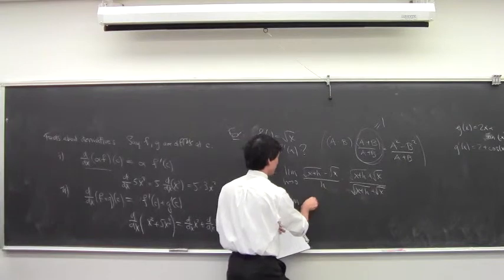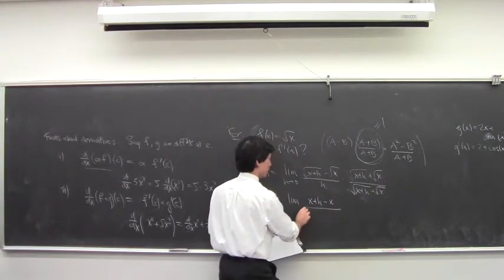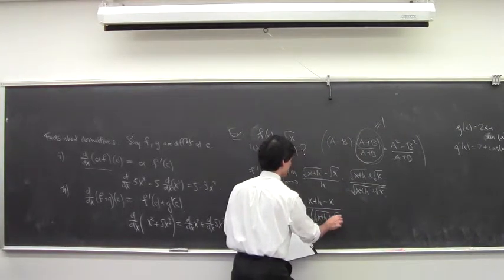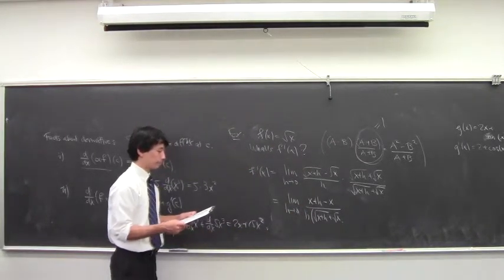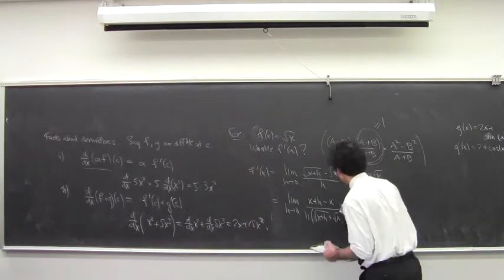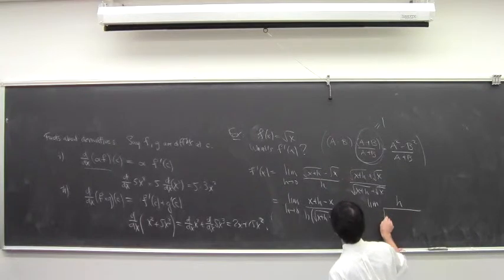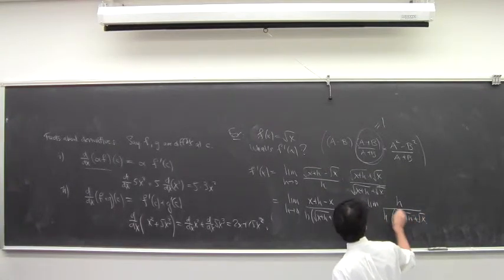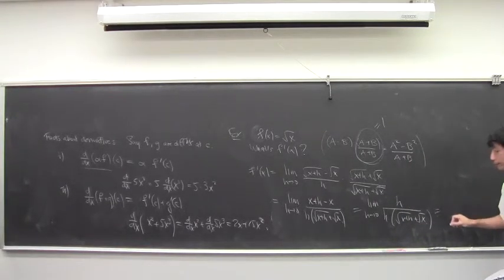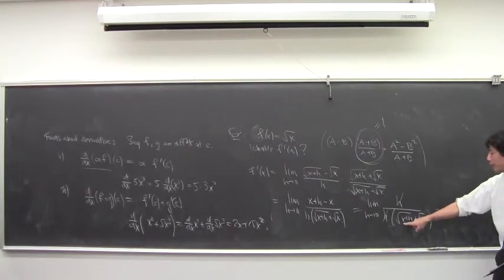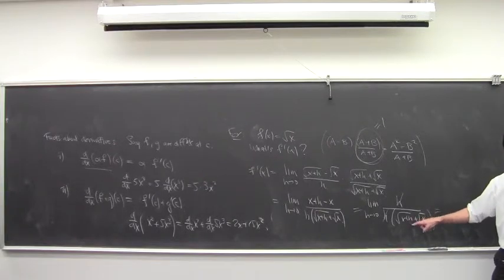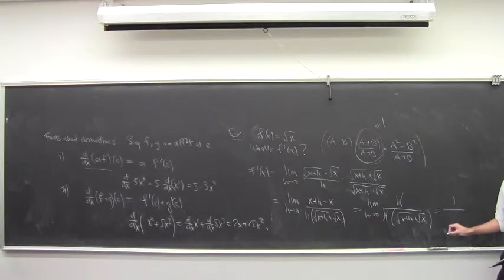So we get the limit of this thing squared minus this thing squared over h times the square root of x plus h plus root x, as h goes to 0. You end up with the limit of h over h times the square root of x plus h plus root x as h goes to 0. And you see what happens? The h's cancel off, and you get 1 over the square root of x plus h plus the square root of x as h goes to 0. So you get 1 over 2 root x, which is the same thing as 1/2 x to the negative 1/2.